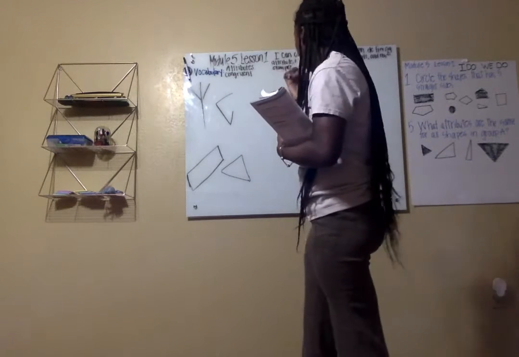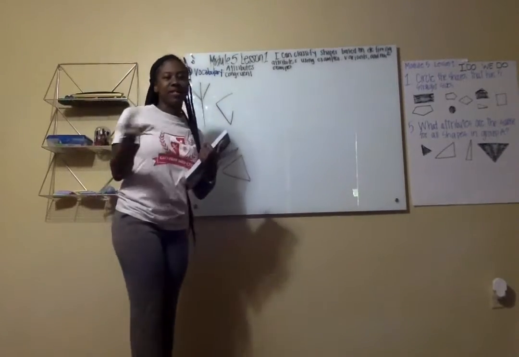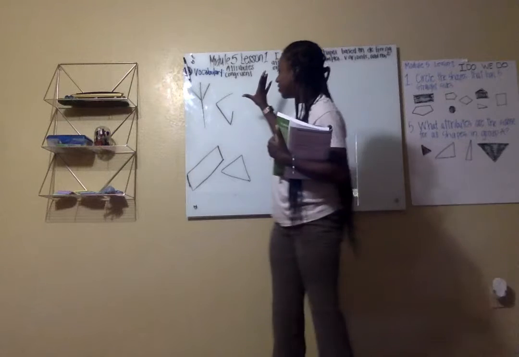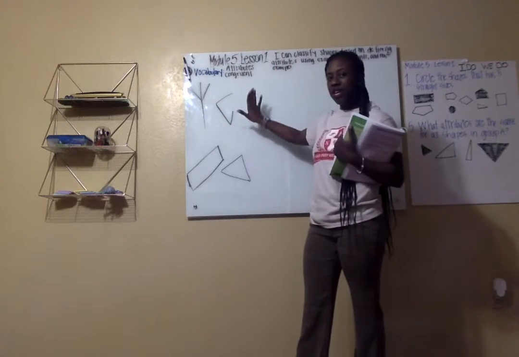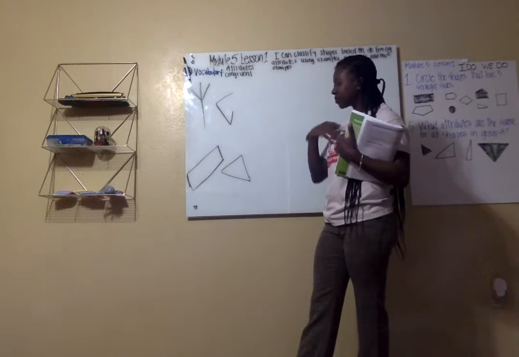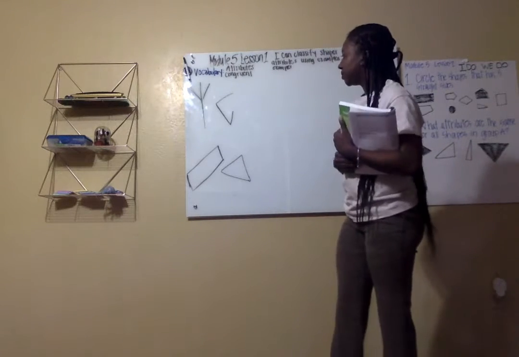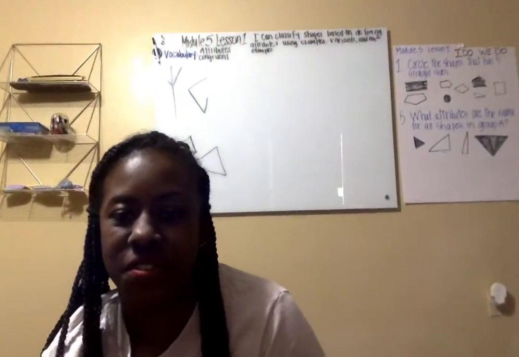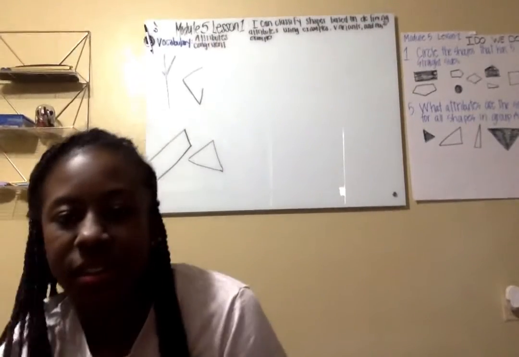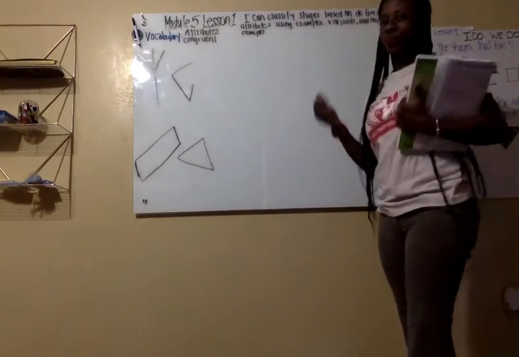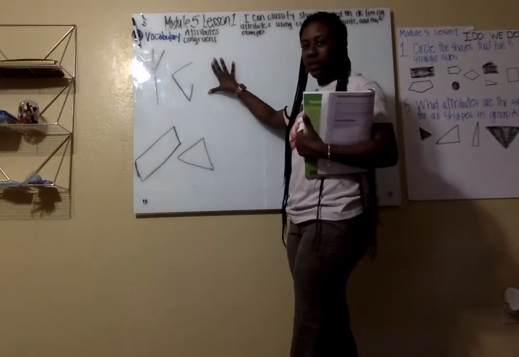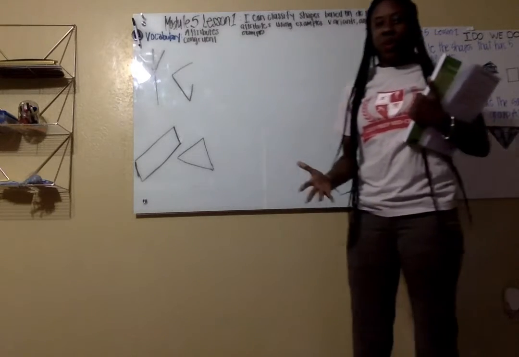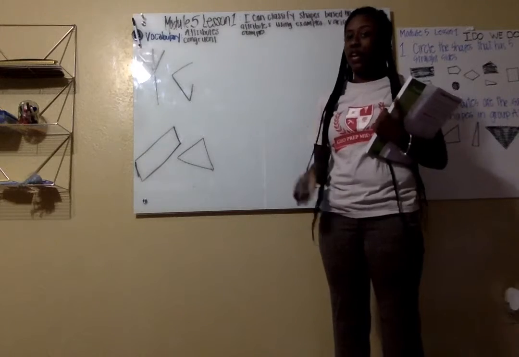Okay, so I want us to think back to kindergarten. So here I have two different kinds of shapes. So this shape, you can see, this shape and these shapes are different. What do you notice about those shapes? This is something you should have learned in kindergarten.